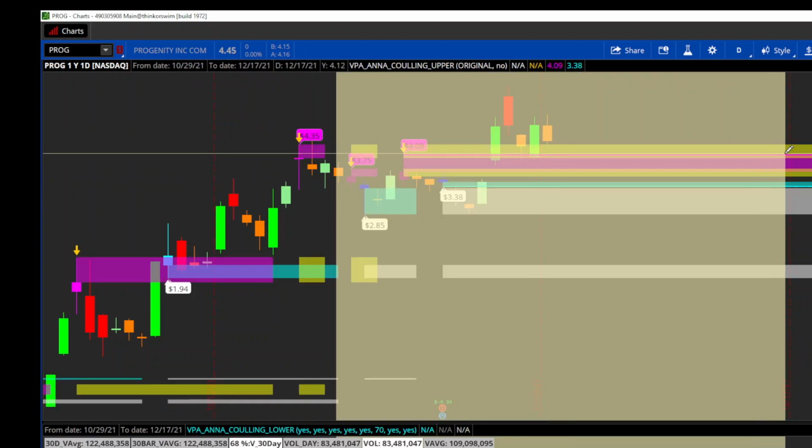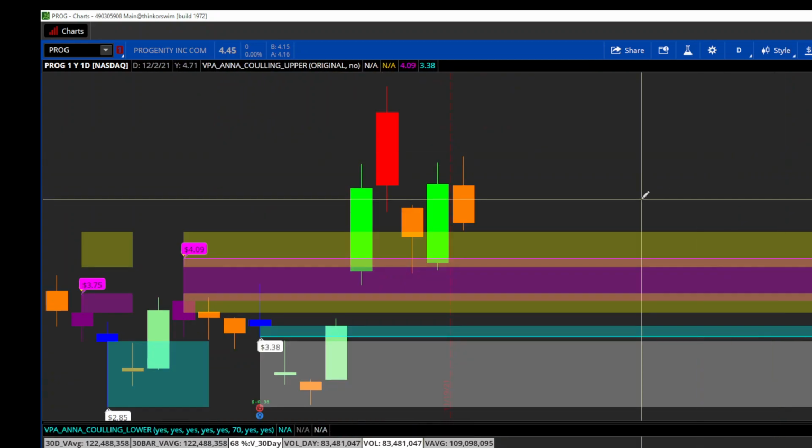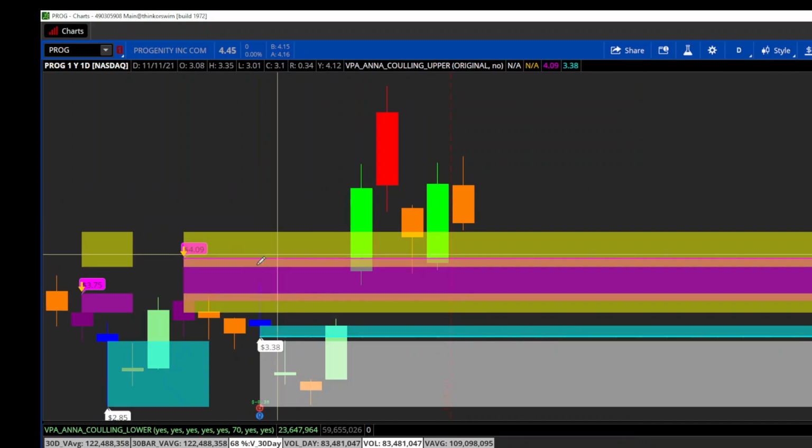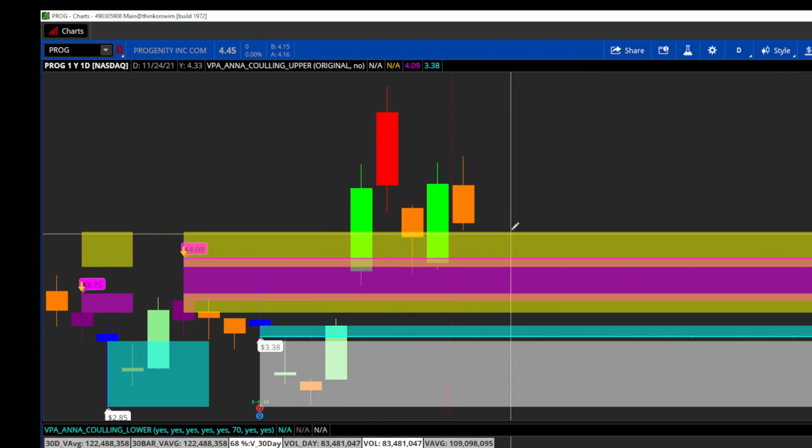And this is what you get. You get a more concise picture of what's going on here. You had this big area of resistance, which the stock couldn't break above. It finally did, and it became an area of support. And that's what's supporting Progeny right now.